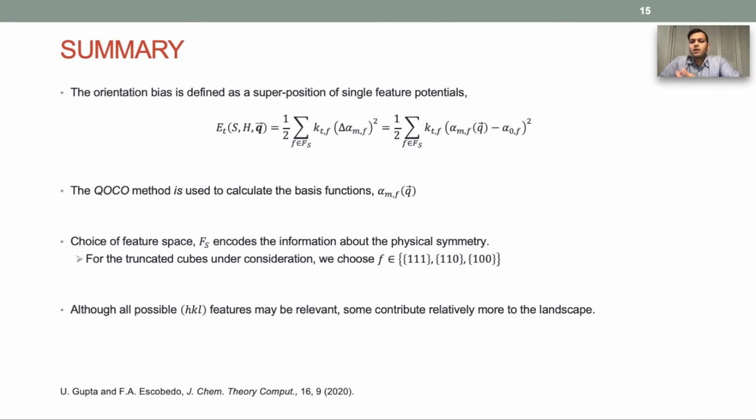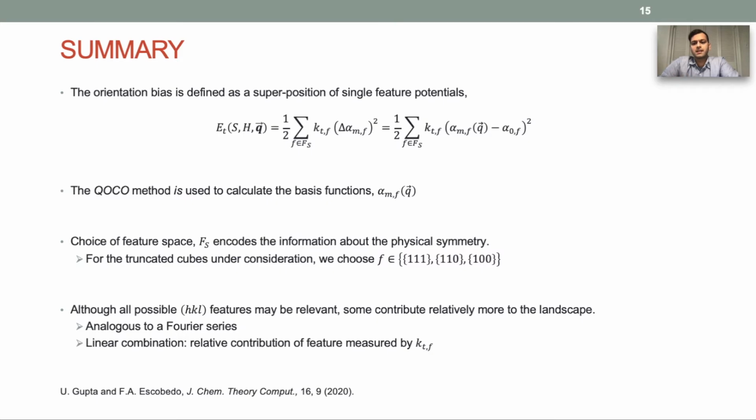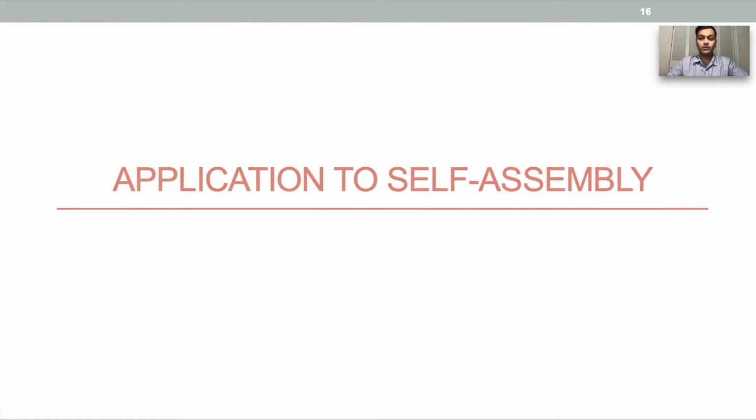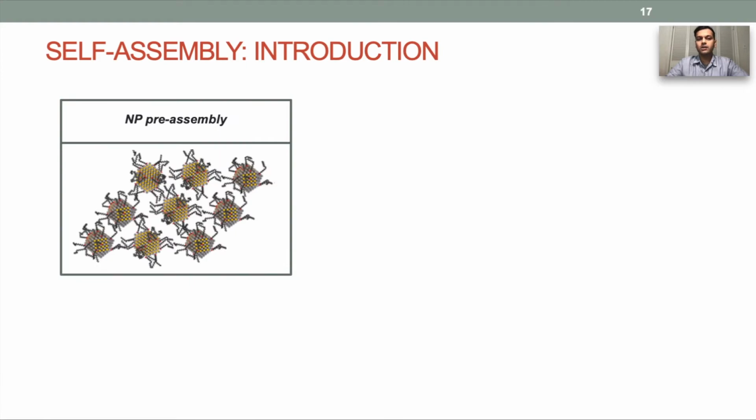And although all possible HKL features may be relevant, some contribute relatively more to the free energy landscape. In this way, the formulation of the orientation bias is analogous to a Fourier series expansion with leading terms dominating local behavior. I will now briefly talk about how the implicit solvent method can be used to study the self-assembly process. To facilitate the formation of highly ordered superstructures, the self-assembly process is separated into two parts.